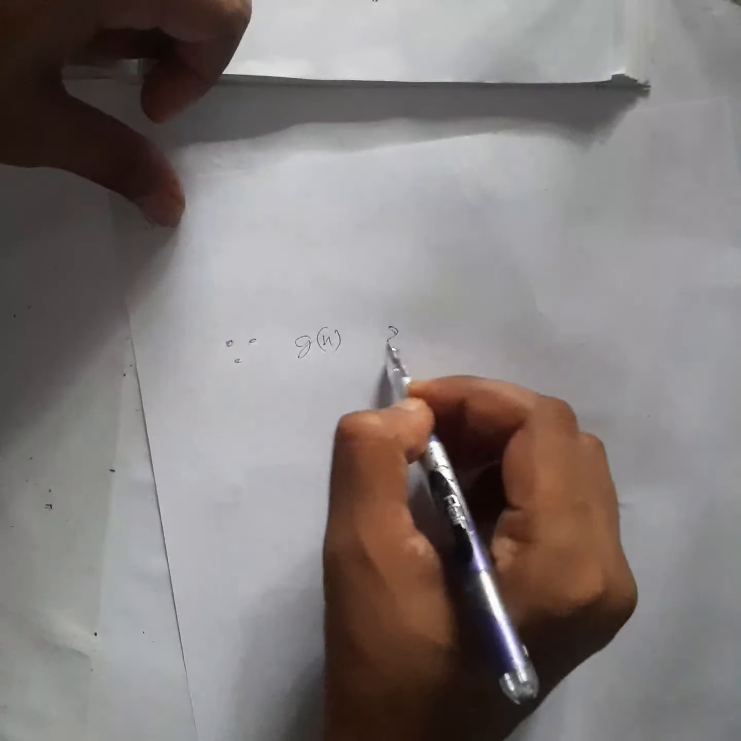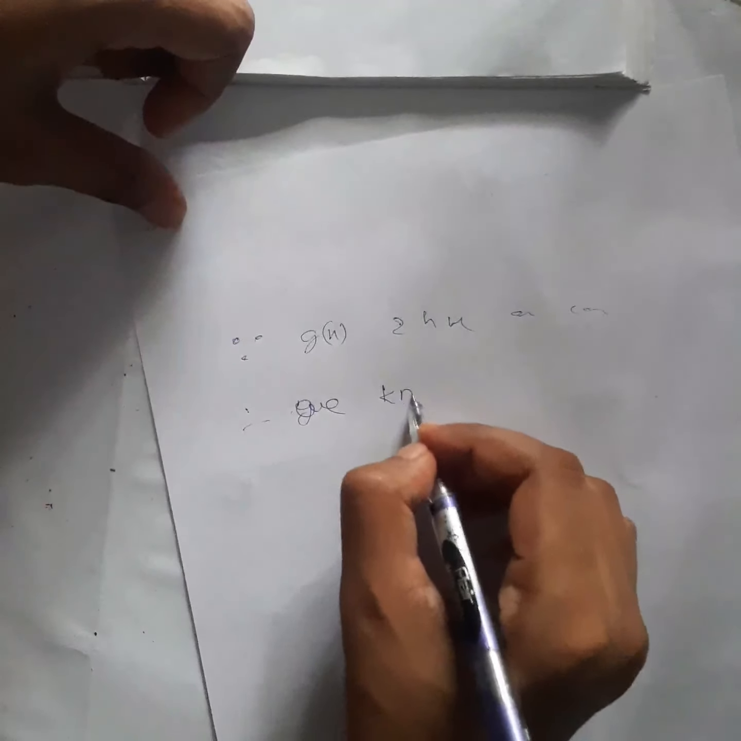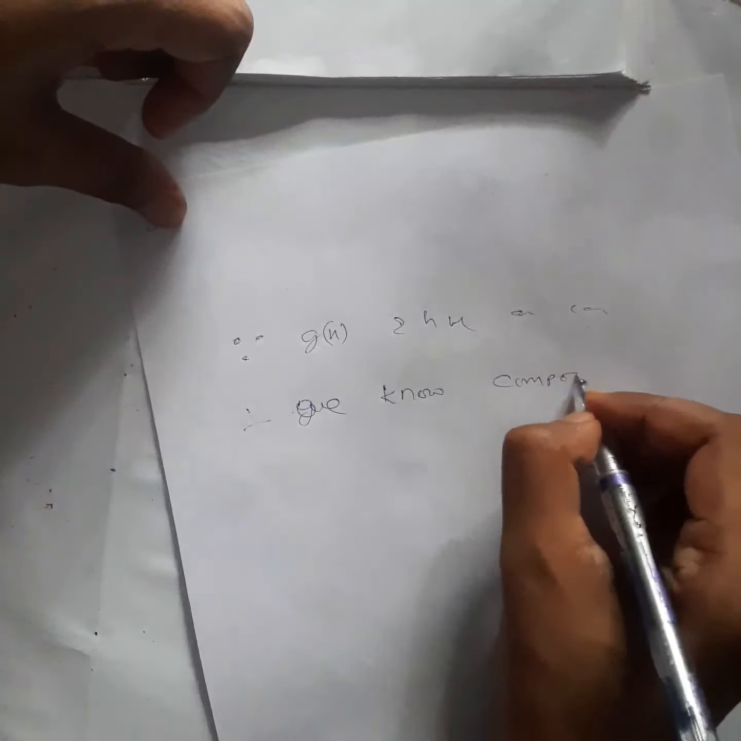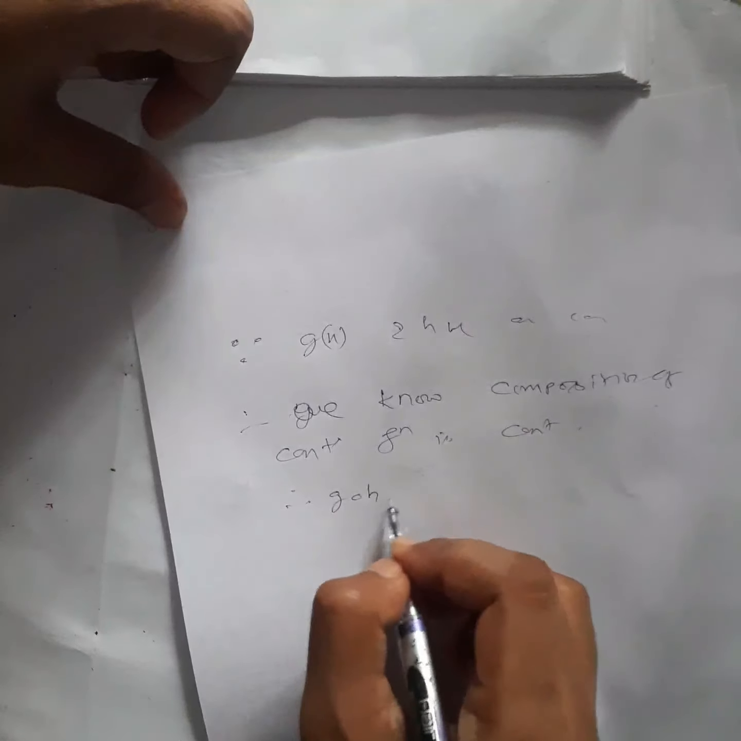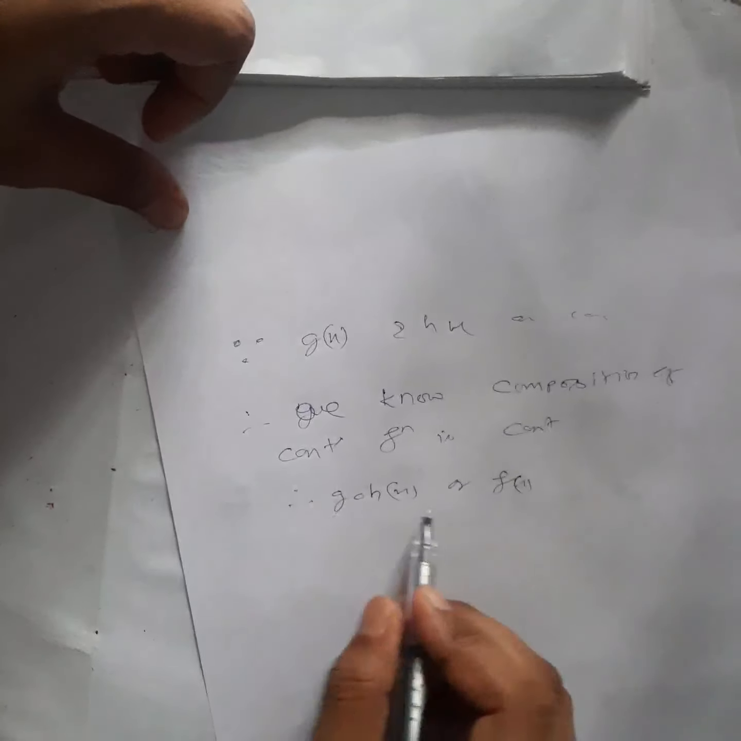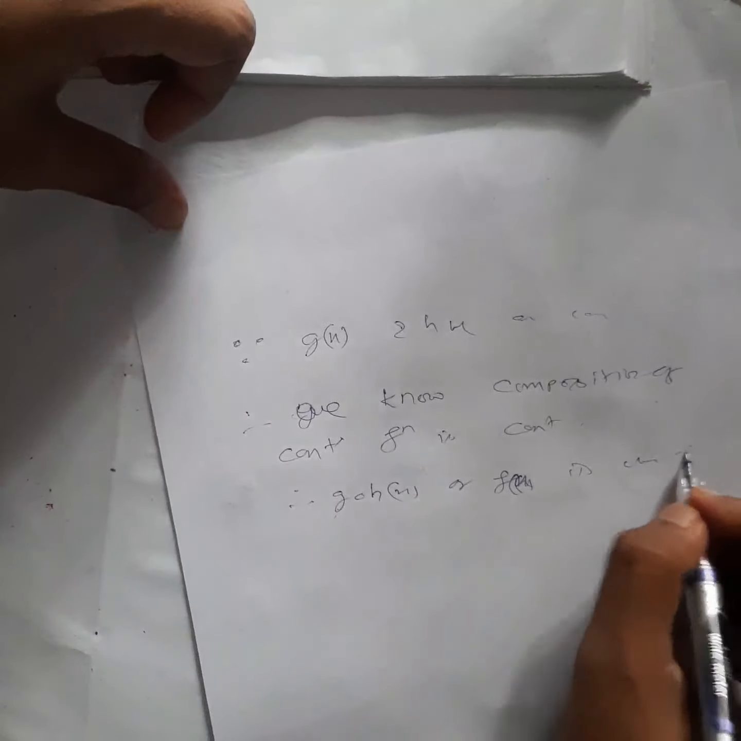So you can write this as the last line: since g of x and h of x are continuous, therefore we know the composition of continuous functions is continuous. Therefore g of h of x, or f of x, same, right? F of x is a continuous function. Or f you can write as g of h, and f is a continuous function. In this way you can do number 32 and 33 exactly.